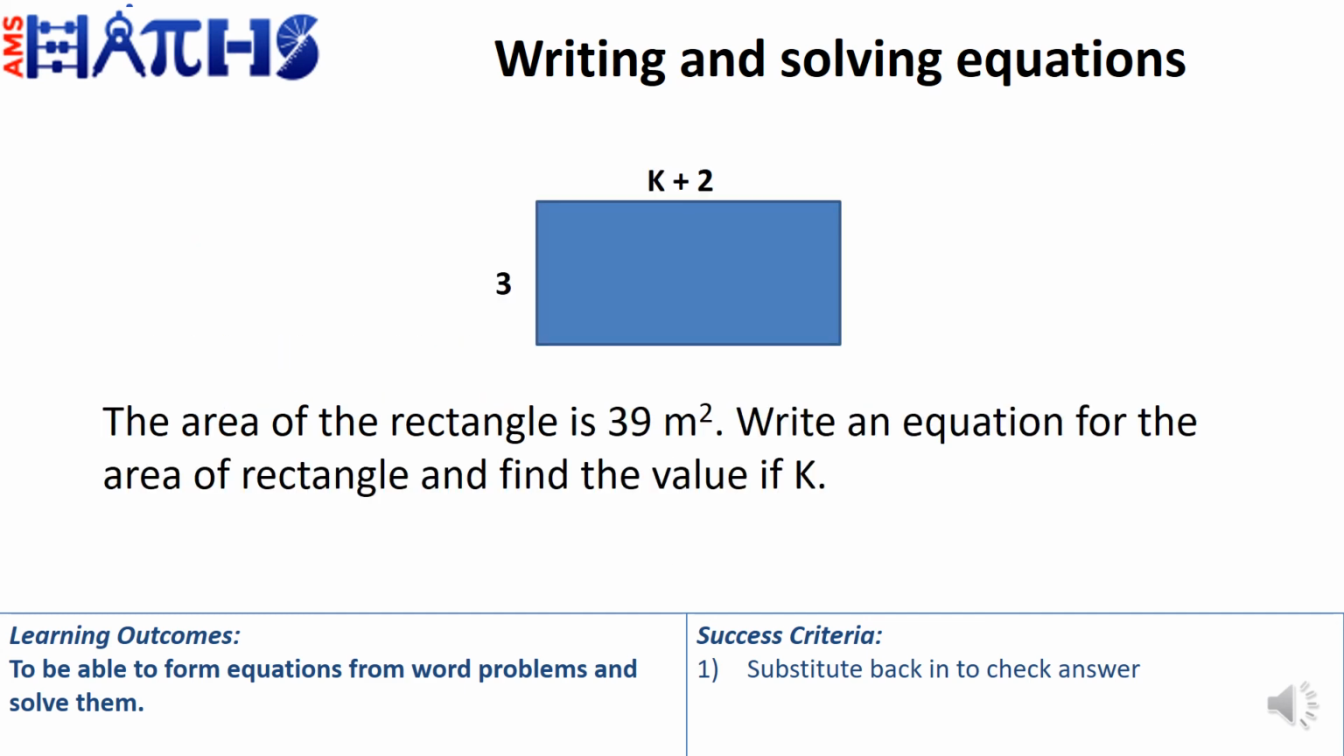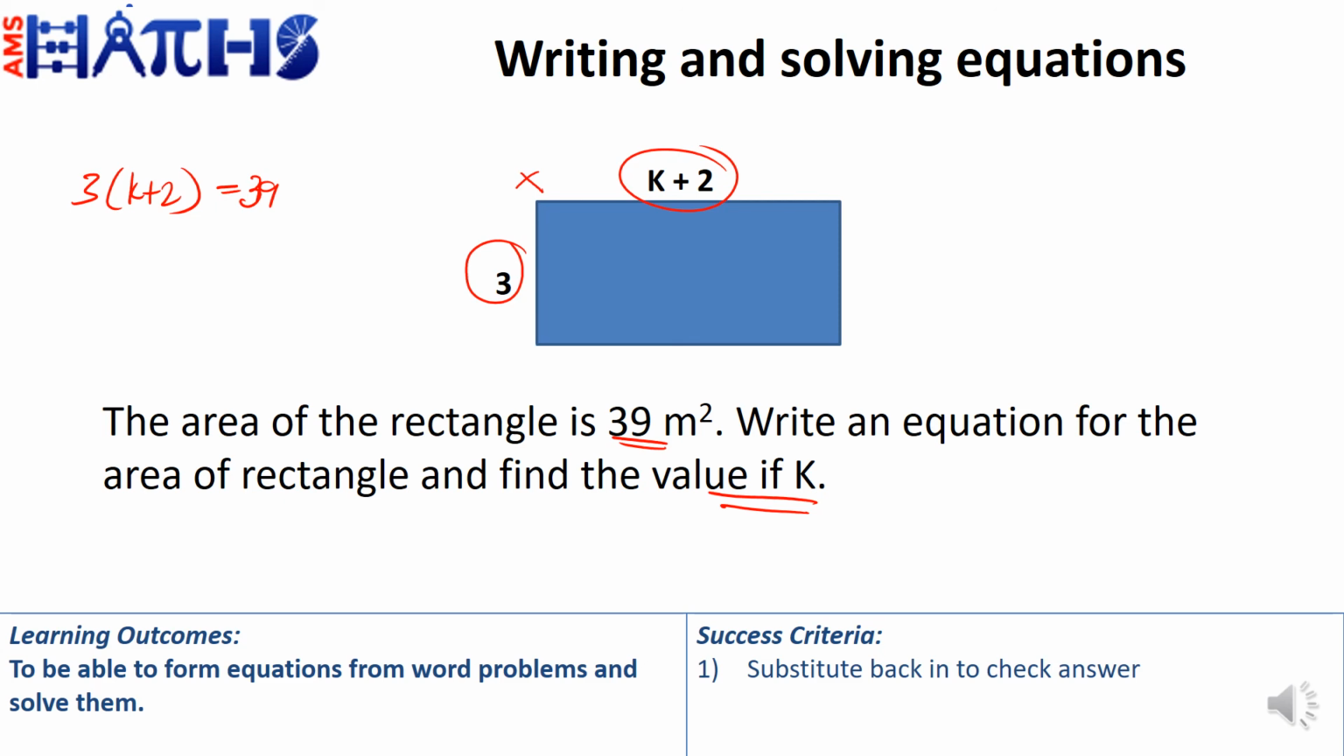Now this question applies area to solving equations. It says the area of the rectangle is 39 meters squared, and we need to write an equation for the area of the rectangle. We know that area is equal to length times width for a rectangle. So we need to multiply these two, length times width. And so we write 3 bracket k plus 2, because 3 is multiplying all of that. And it says the area is equal to 39, so we just write equals 39, and that is our equation. Then the other part says find the value of k, so we just need to solve the equation.